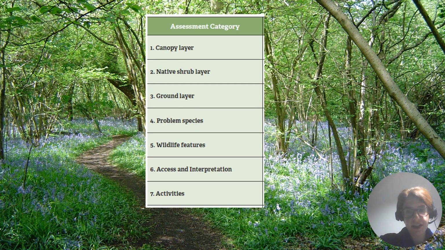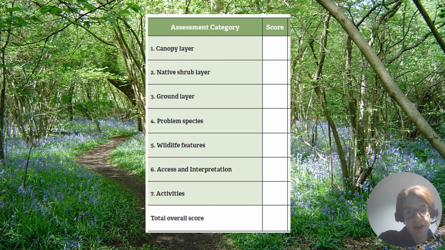Now let's dive a little bit into how the assessment works. So you have these 7 different categories, and you will go through the form one by one, filling in some questions, and that will give you a score. So you will get a score for each category, and you can write that in the form itself. So for every category you get a score, then you get a total overall score.